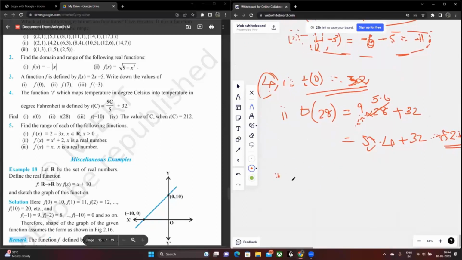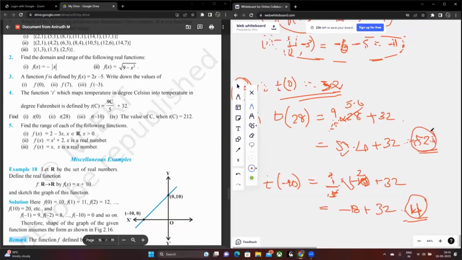And then you have the third subpart that asks for T of minus 10. That's easier to do because 5 goes into minus 10 2 times, right? 9 by 5 into minus 10, here it's 2. It's a minus, so this is minus 18 plus 32, and here you have a plus 32, right? This is equal to minus 18 plus 32. So T of minus 10 is 14. T of 28 is 82.4.